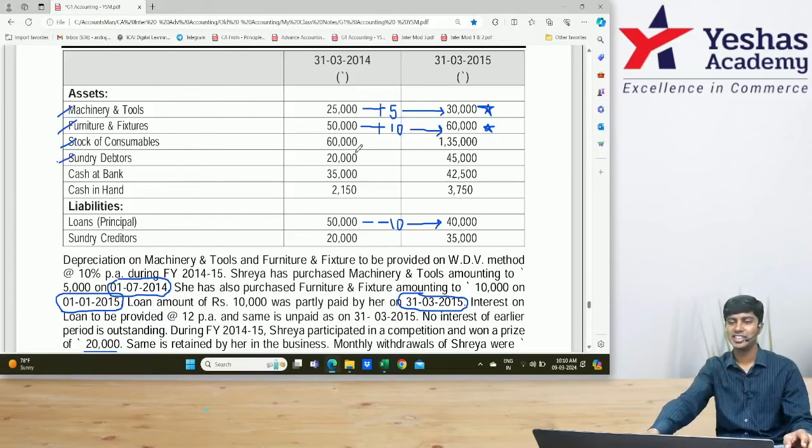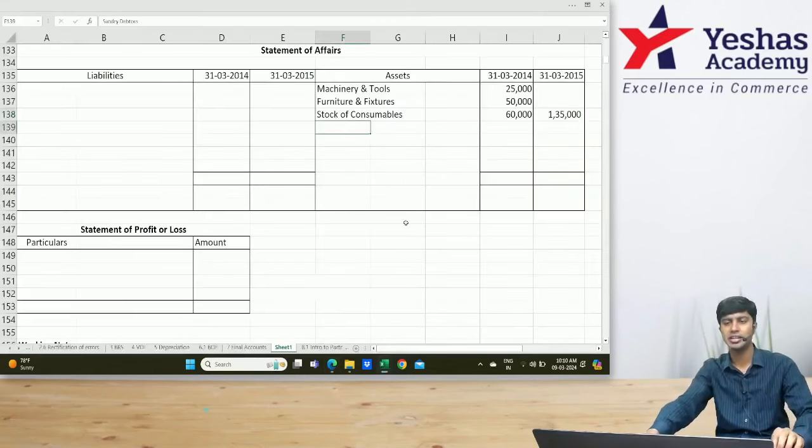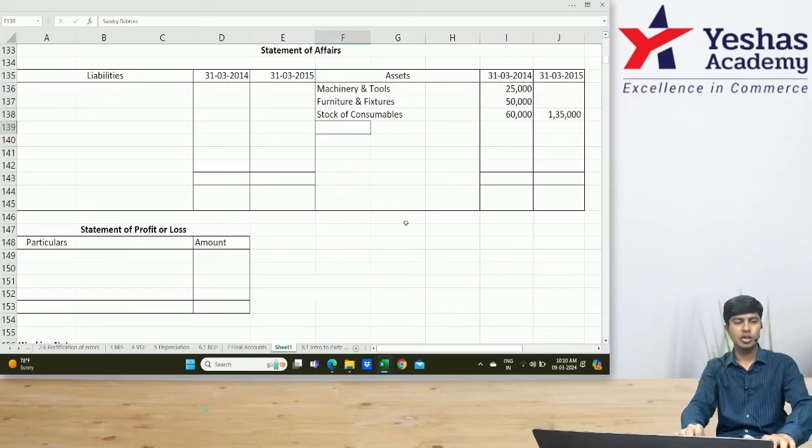Sundry debtors. 20, 45. Any adjustment? No adjustment. Shall I write in statement of affairs? What do I write here? Sundry debtors.